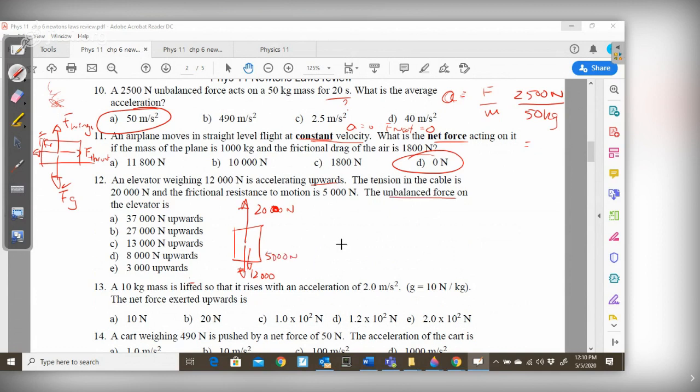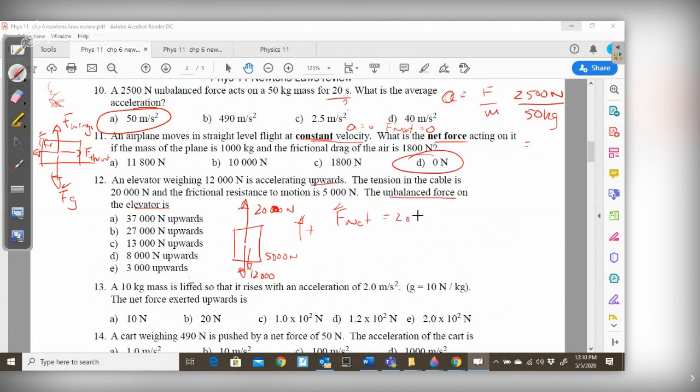The unbalanced force on the elevator is. Here we're just asking about the net force. So F net, well, what forces do we have? We're going to take upwards to be positive. That's the direction of our acceleration. So we'll say that's upwards positive.